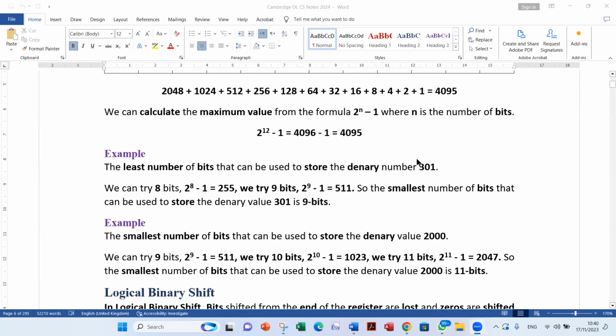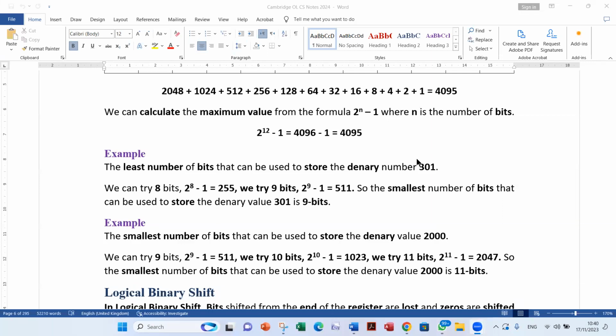Yes. We can try 2 to the power of 9 minus 1, which is 511. We can try 2 to the power of 10. I know very well 2 to the power of 10, because we will be talking about kilo and kibi. 2 to the power of 10 is 1024 minus 1, 1023. So 10 bits are not enough.